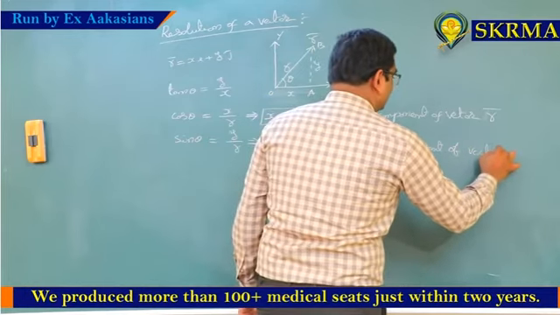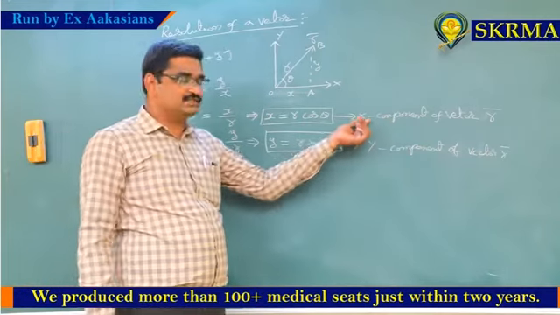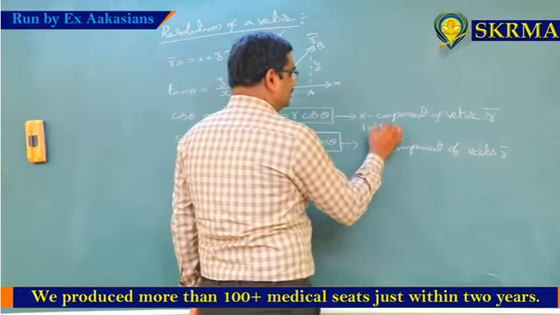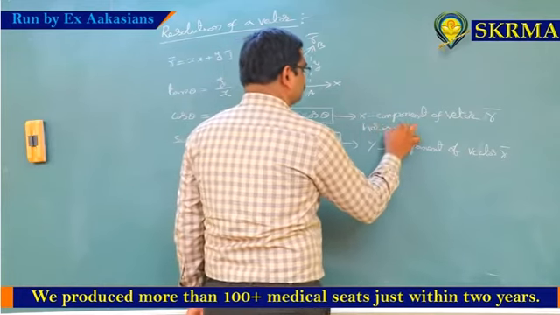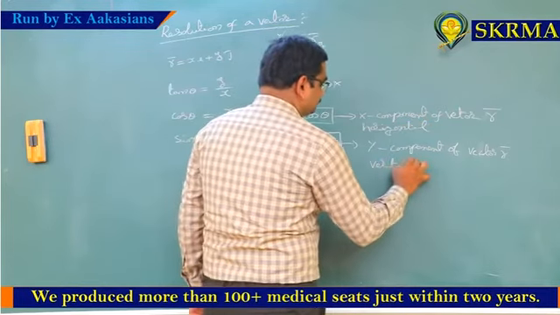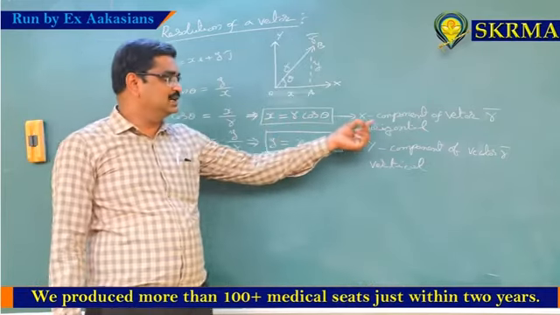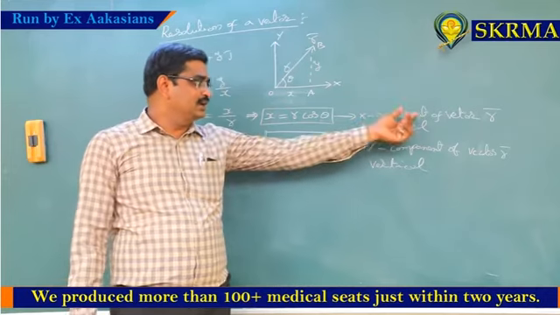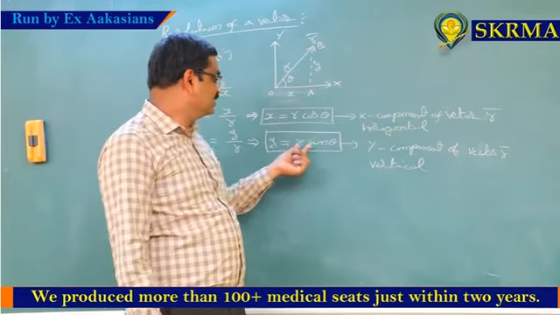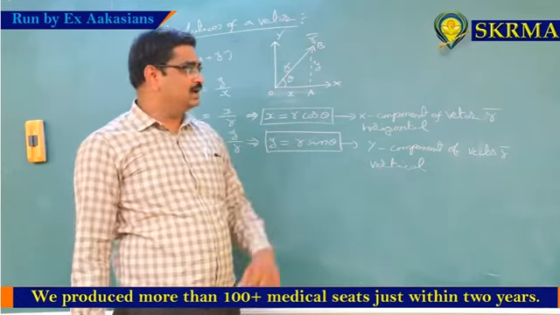Y component of vector r bar. Sometimes we can call this x component a horizontal component also, and this is called vertical. So x is equal to r cos theta, that is also called the x component of vector r, or the horizontal component of vector r. And y equal to r sin theta is called the y component of that vector, or the vertical component of that vector.